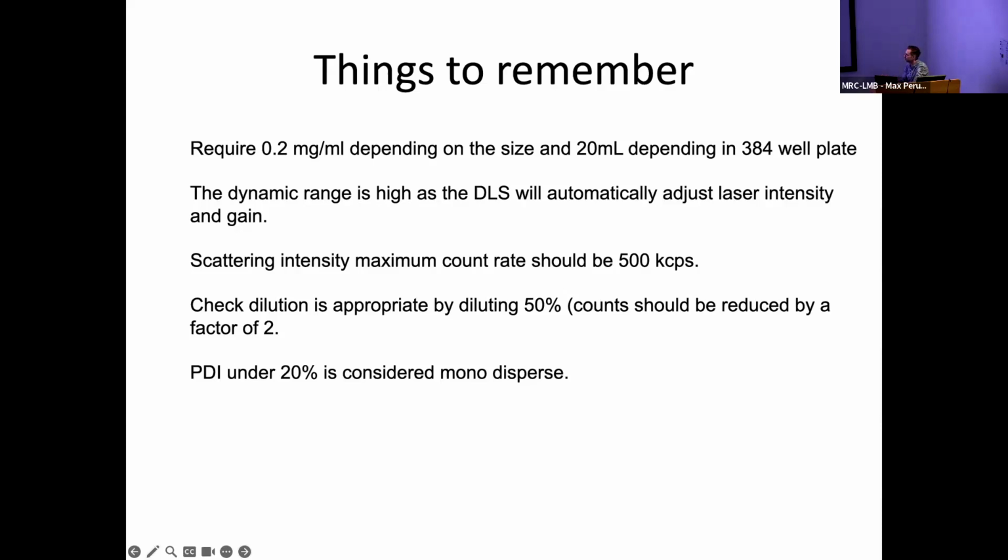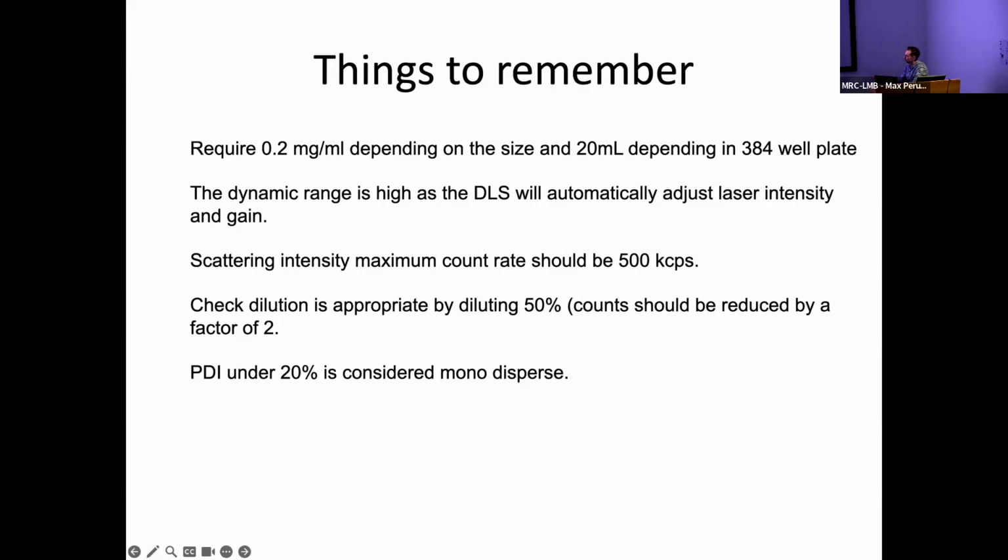So when you have your protein, just do a 2-to-1 dilution down. And then what you'll see, if we get this 500 kilocounts per second, if you dilute it, basically the count should be reduced by 2. If that isn't the case, then you've got too much protein. And then it will give you a result, but it won't be accurate.